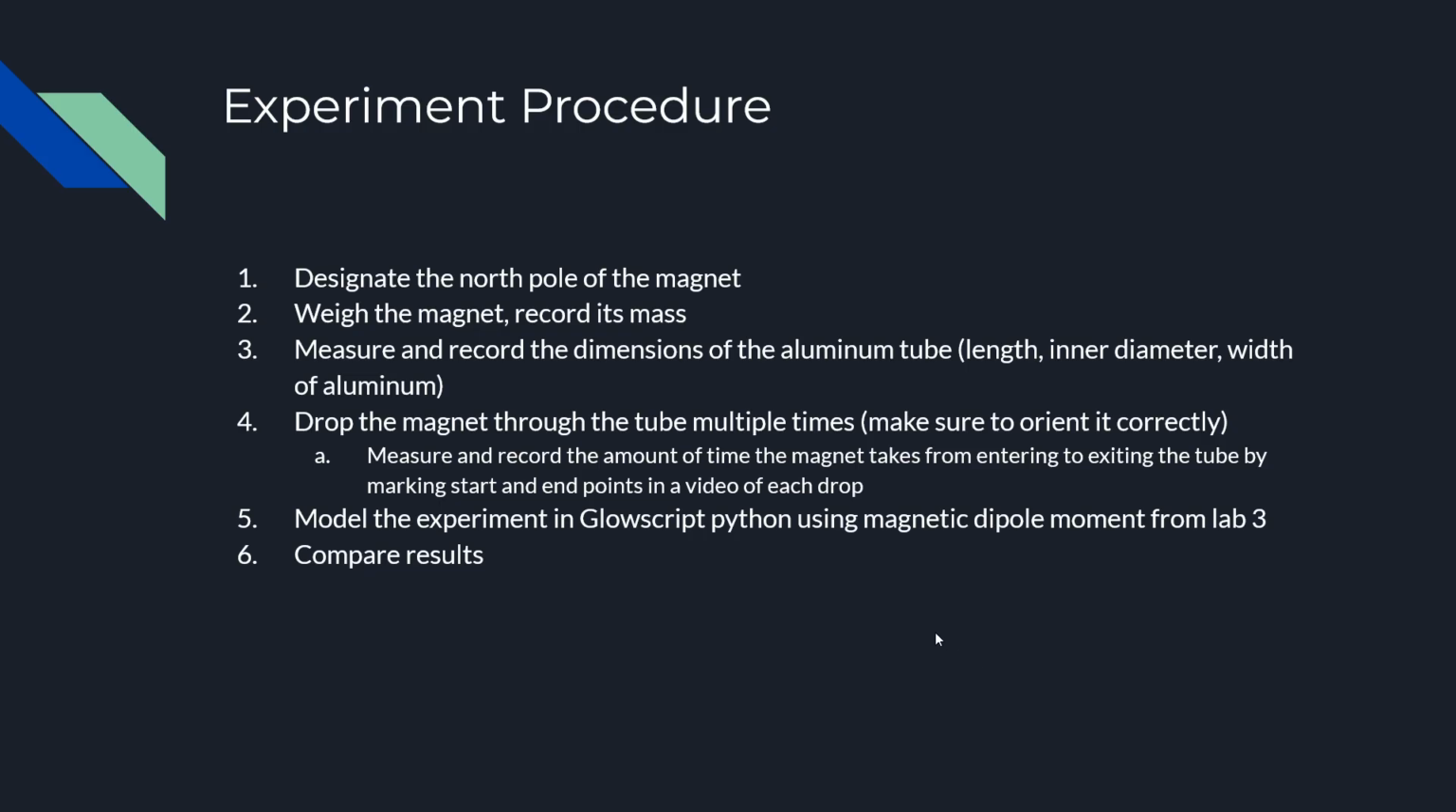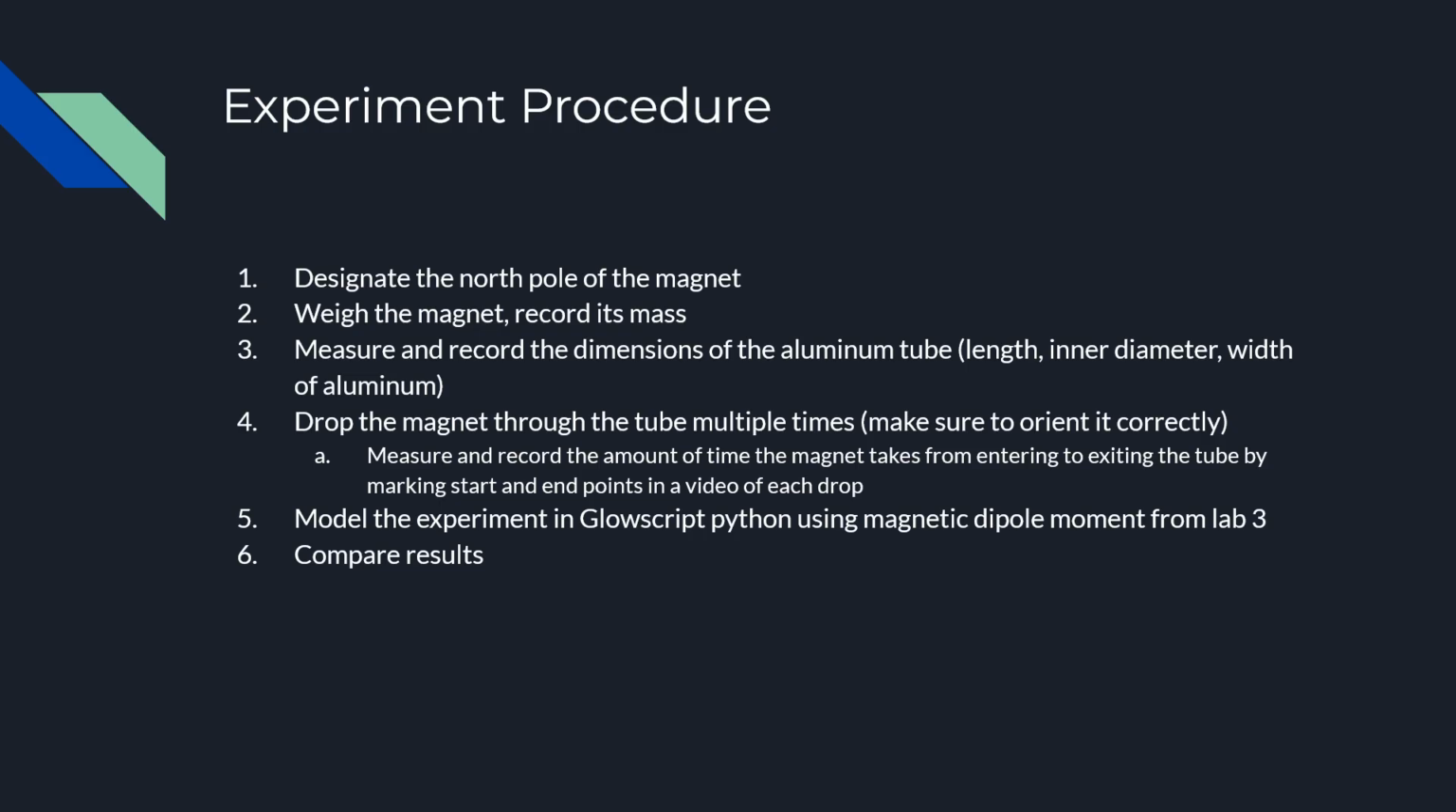So the experimental procedure. First, we're going to designate the north pole of the magnet. We're going to figure out which side that is. We'll weigh the magnet and record its mass. We're going to measure and record the dimensions of the aluminum tube. We're going to need that for our code later. It's the length, the inner diameter, the width of the aluminum, all that.